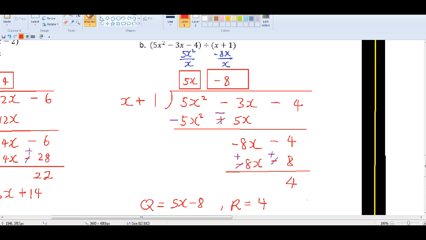You see this time, the sign should be negative, because you got negative ax right here. So you got negative ax divided by x. Always track the leading term. The leading term is 5x squared at the beginning. The leading term for the divisor is always x. So you got 5x squared divided by x.